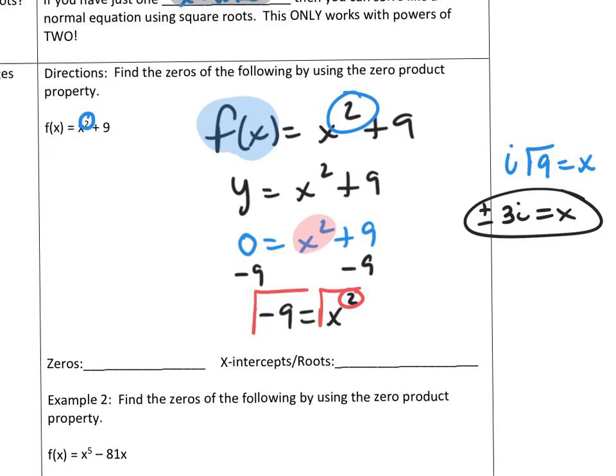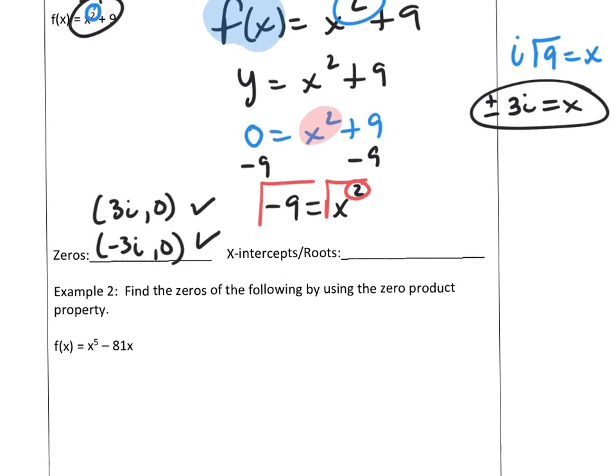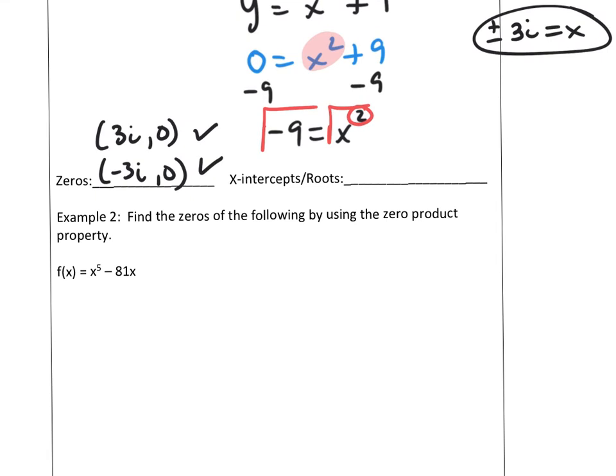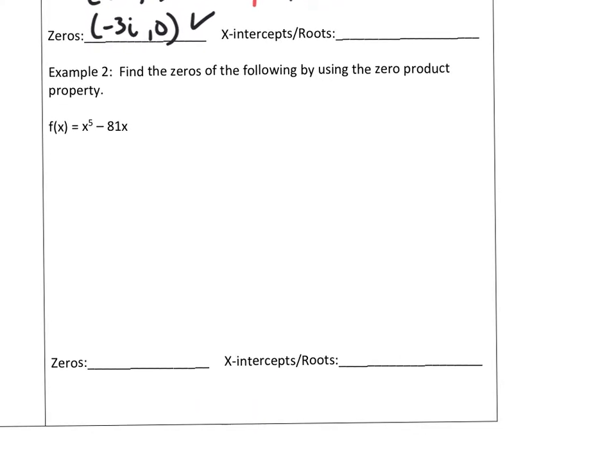So what are your final answers when you write them in ordered pair format? Your first ordered pair, let's use the positive 3i, comma 0. And your other one is going to be the negative 3i, comma 0. And that gives you your 2 solutions, which has to match your power up here of 2. I really like that problem because it pieces everything from chapter number 2 into this whole thing here.